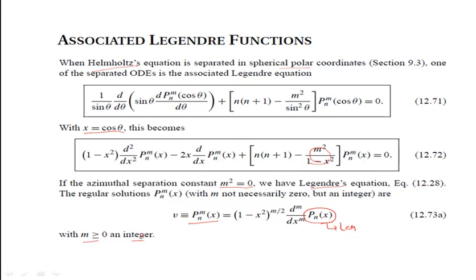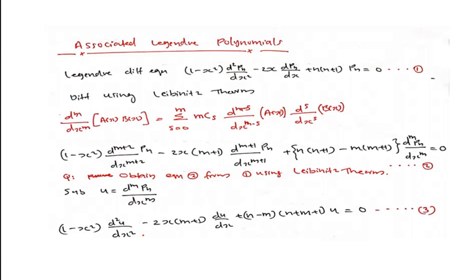Okay, now let us discuss more about the associated Legendre polynomial. So we will start with the Legendre differential equation, which is (1 minus x squared) d squared Pn by dx squared minus 2x dPn by dx plus n(n+1) Pn is equal to 0. Now I will use Leibniz theorem in this equation.